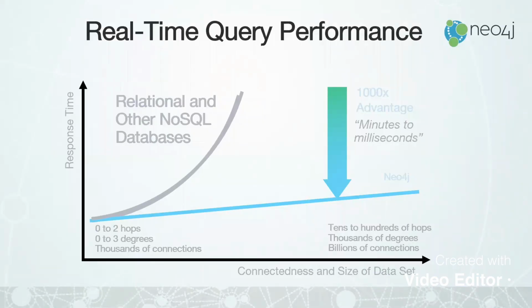This chart shows response time on the y-axis and connectedness and size of data set on the x-axis. As you can see, the response time for Neo4j, the blue line, is nearly flat, even for the most complex queries going out tens or even hundreds of hops and the largest data sets. Now look at the gray curve for relational and other NoSQL databases. Once you get beyond 2 hops and as the data set grows, the response time goes up exponentially. Neo4j's native graph architecture and index-free adjacency thus often provide a 1,000 times advantage or more, bringing your response time from minutes to milliseconds, even with your most complex queries on very large data sets.